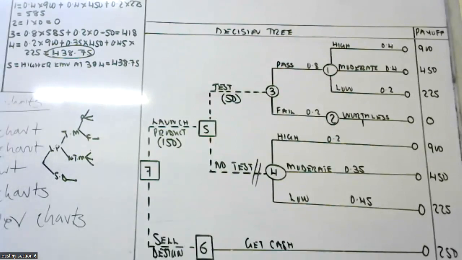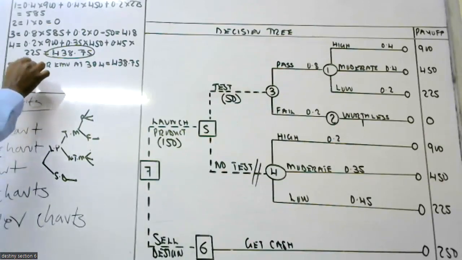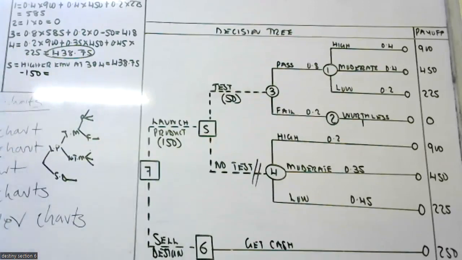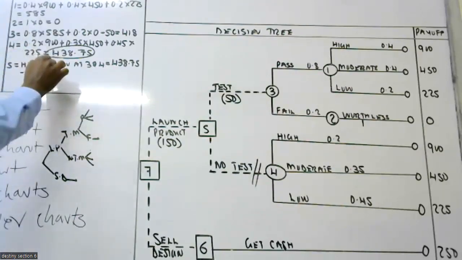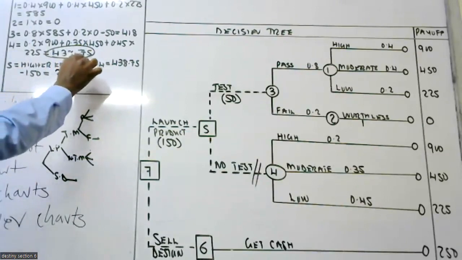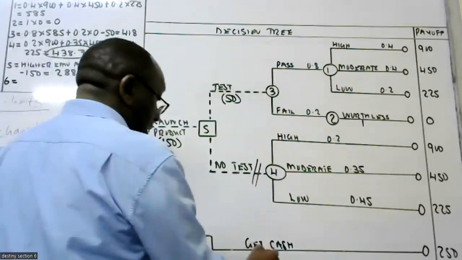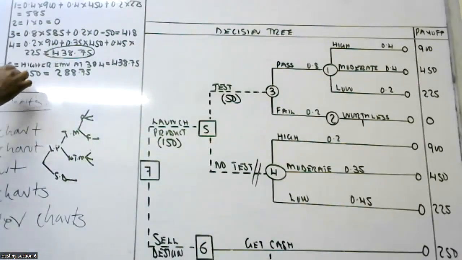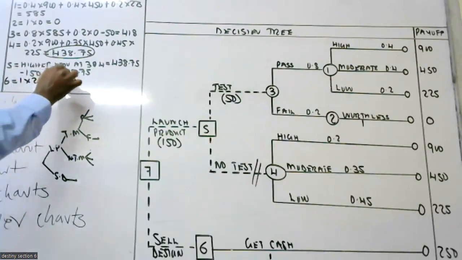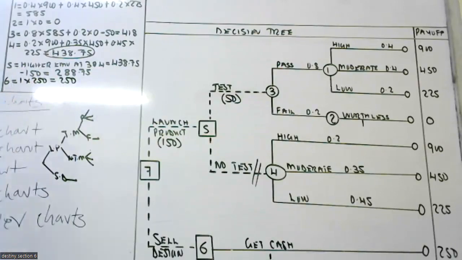Oh, sorry, there is a cost that is coming in, so we are supposed to say minus 150. So 438.75 minus 150, it is what? 288.75. Then we go to number 6. Number 6, the probability is 1. It is going to be 1 times 250, and that gives us 250.